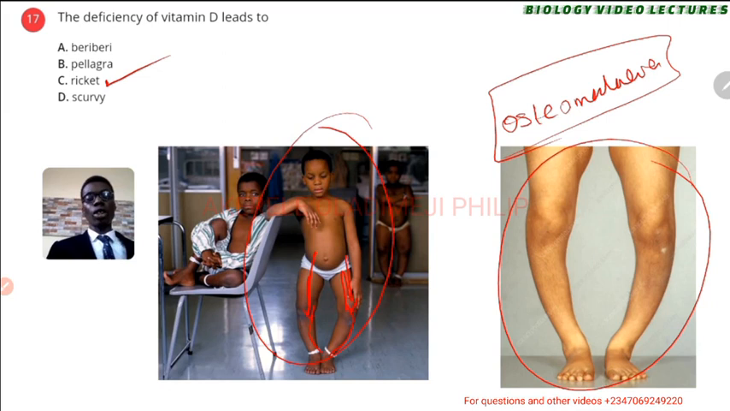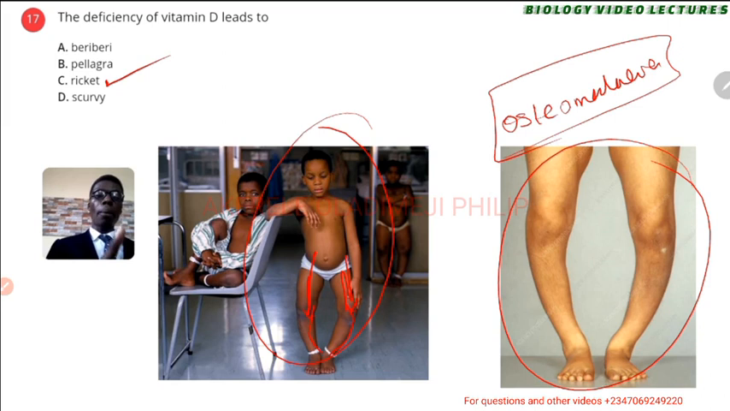Now hear this, you can also listen. It is possible that the question can refer to calcium. Calcium is also needed for bone formation. So two of them will end up leading to rickets if care is not taken, and also lead to, let's say, osteoporosis and all of those things. The reason is because calcium will be absorbed when vitamin D is present.